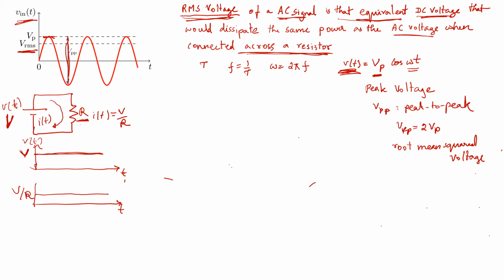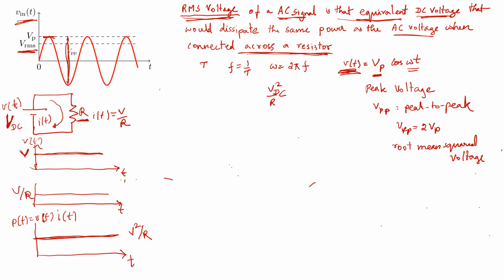Now if we were to define the power being dissipated by the resistor, the instantaneous power is simply V of t times I of t, and for this particular scenario that is simply V squared over R. So for a DC, the power dissipated is simply V squared over R. Maybe to be more explicit, we call that VDC, where VDC is the DC voltage supply.